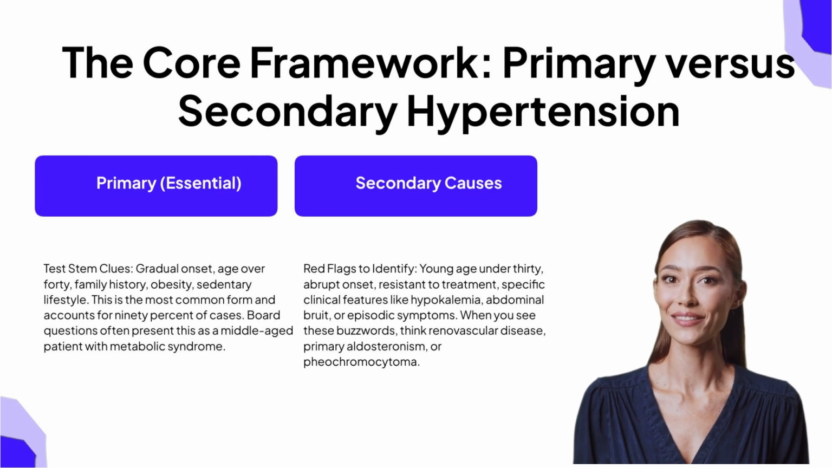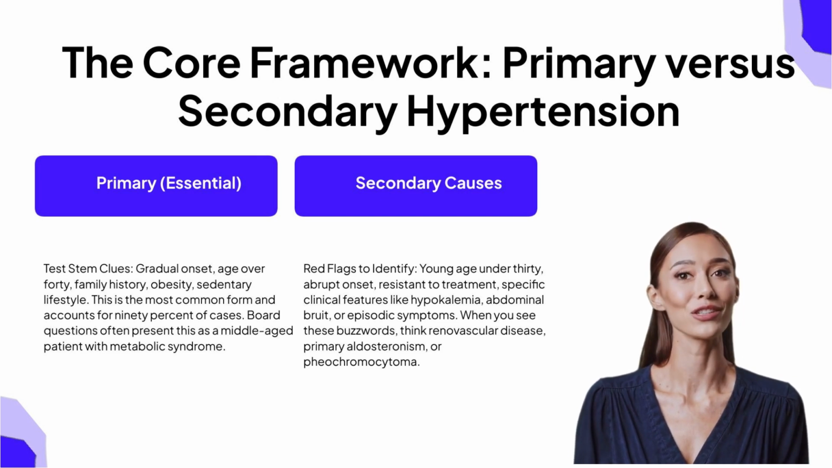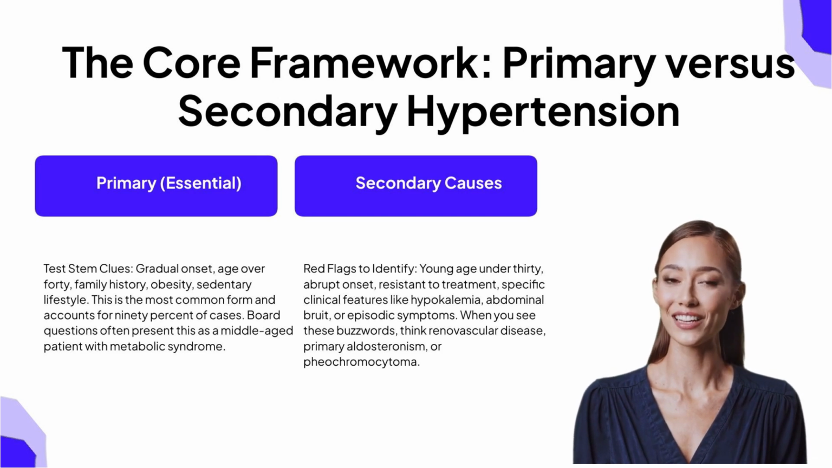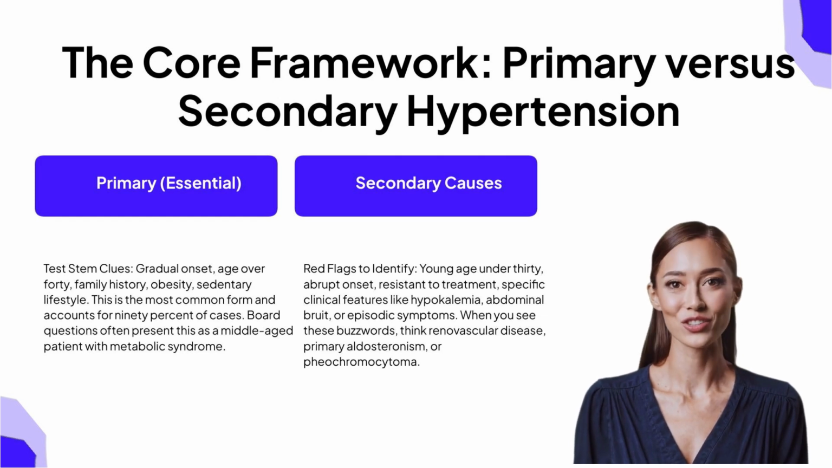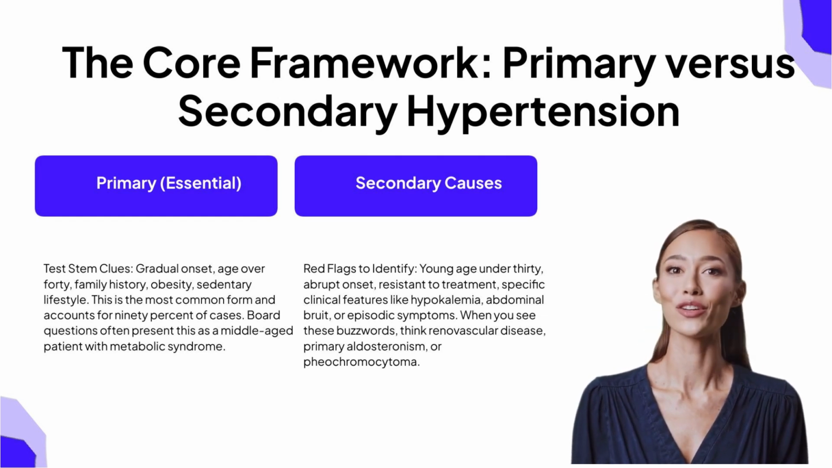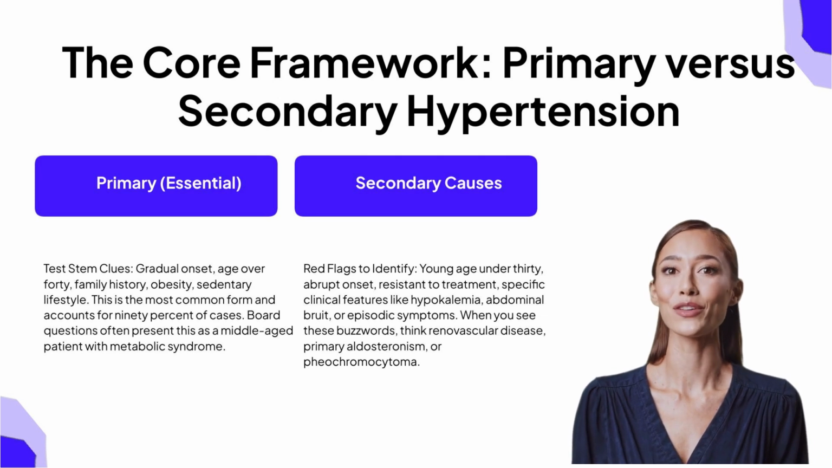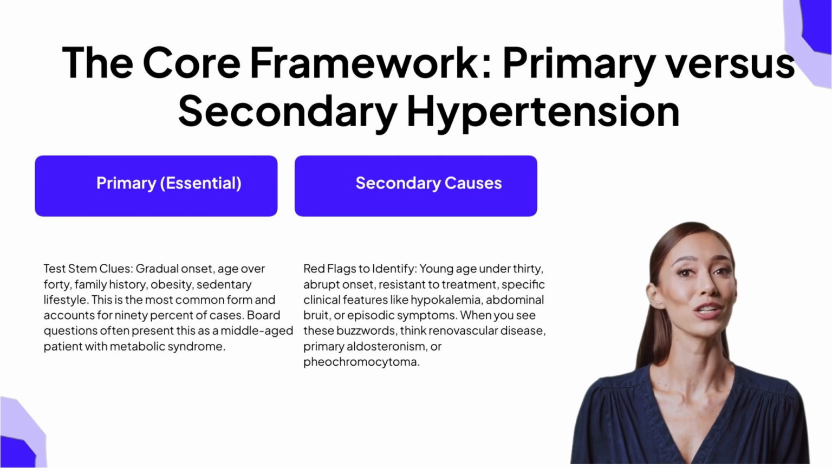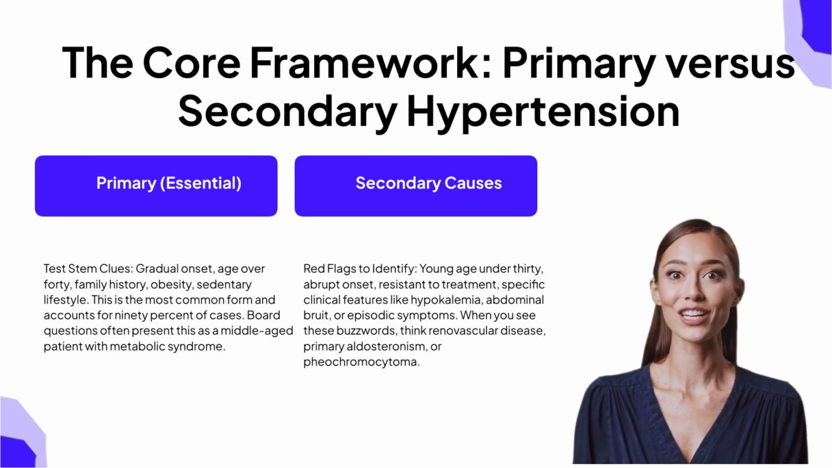On the other side, secondary hypertension has specific red flags you need to memorize. Think secondary when you see young age under 30, abrupt onset, resistant to treatment, or specific clinical features. These features include hypokalemia, abdominal bruit, or episodic symptoms. When you spot these buzzwords, immediately think renovascular disease, primary aldosteronism, or pheochromocytoma. Let us look at these associations more closely.